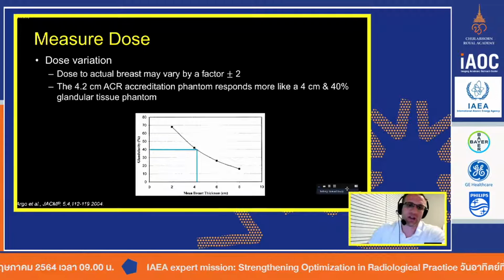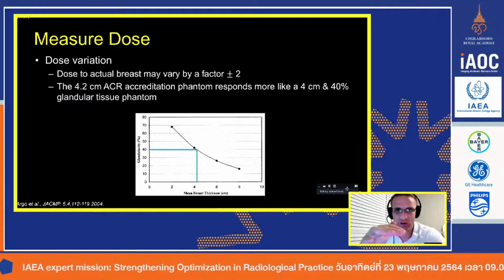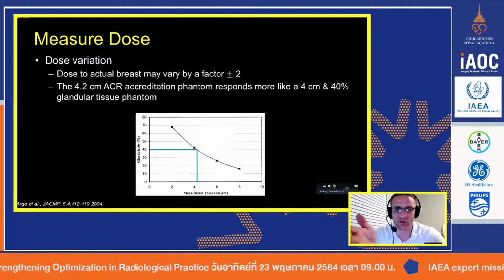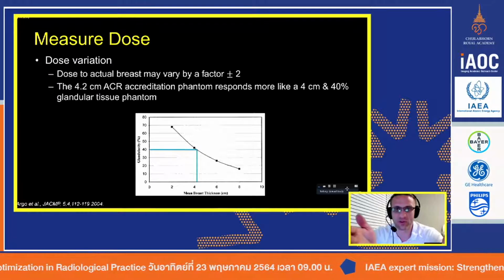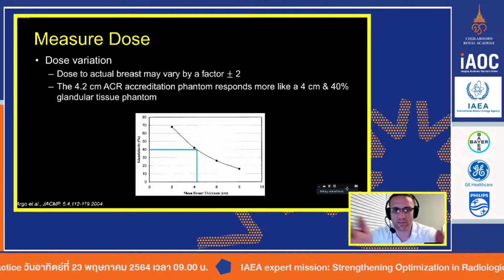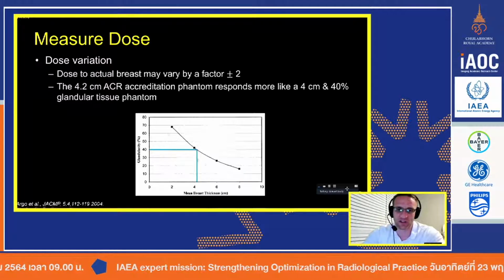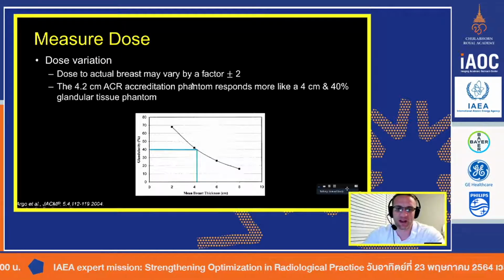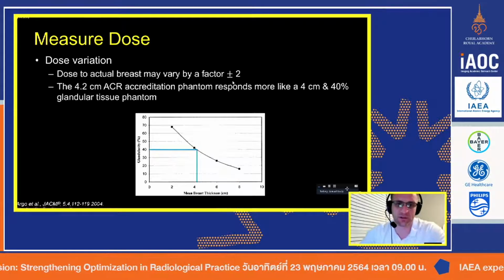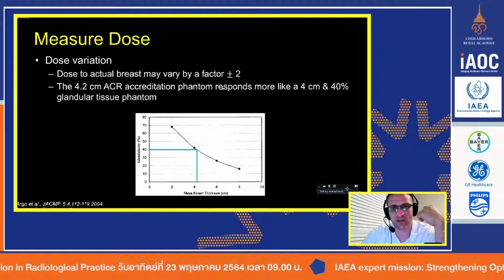So when we look at this variation across the general spectrum of compressed breast thicknesses, we see that there is basically a plus or minus a factor of 2 in dose. So it varies quite a bit in radiation dose across what you would probably consider a small spectrum of, say, 2 to 8 centimeters. But within that same spectrum, you'll see the dose change by a factor of 2, up to a factor of 2.